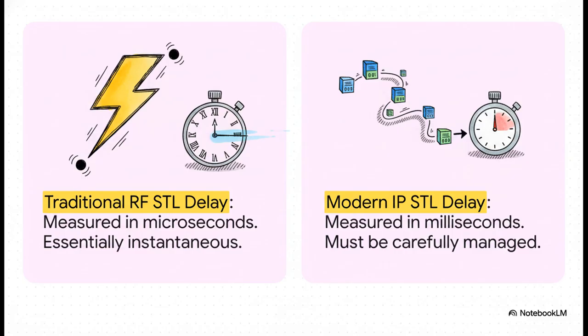And this comparison really shows you how far things have come. Those old-school microwave links, they were basically instantaneous. We're talking delays measured in microseconds. These new IP links are measured in milliseconds. So yeah, technically it's a longer delay, but the technology manages it so well that at the end of the day, it's still completely undetectable.